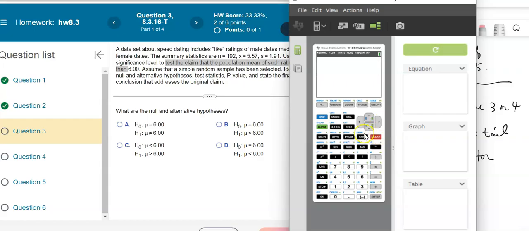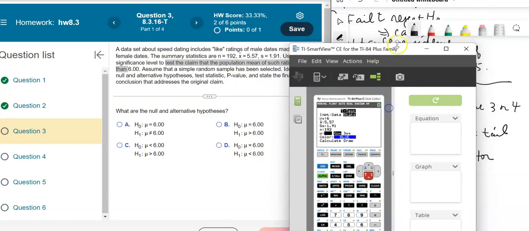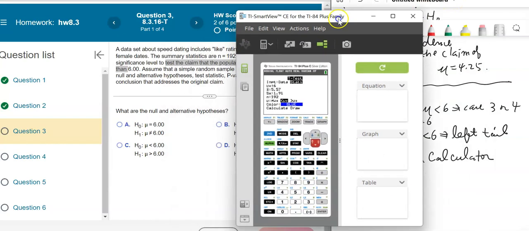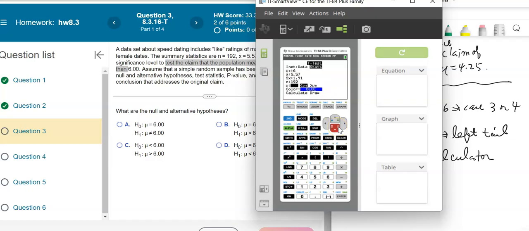Oops, clear. I'm going to do it all over again. I'm sorry. So stats and go to test, t-test. 6, 5.57, 1.91, and 192. And then you want to highlight less than, because that is always the same as H1. H1 is less than, so you highlight the middle one. You hit enter.